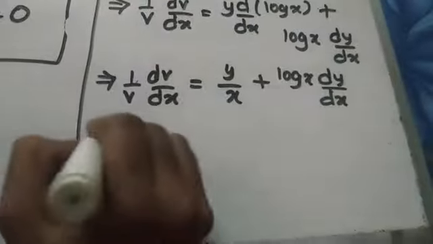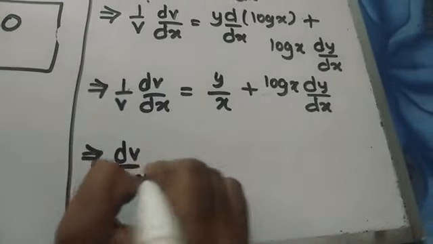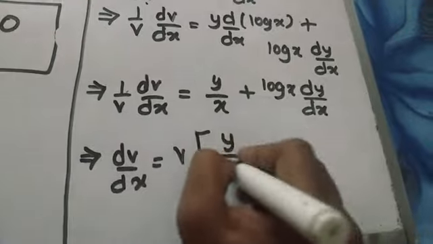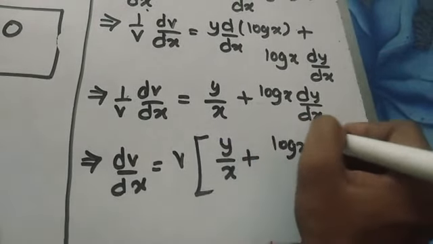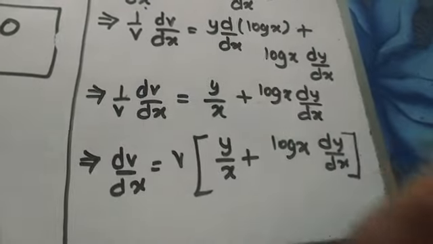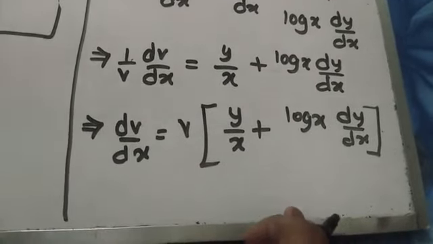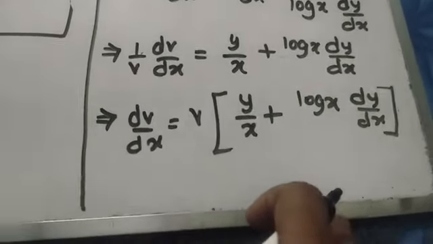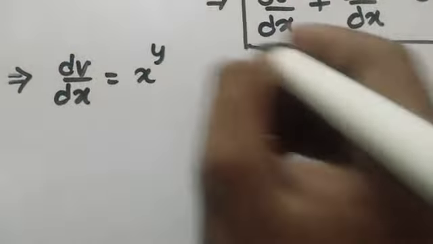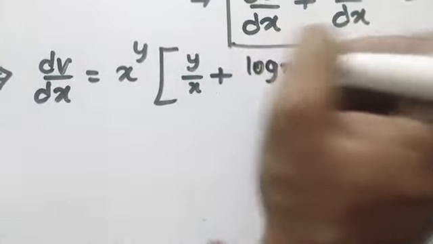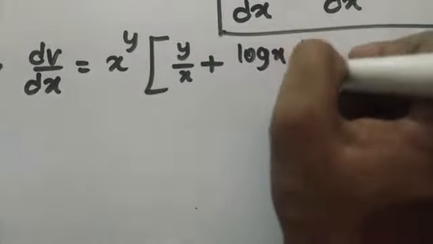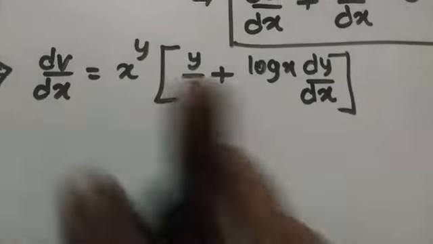So finally your dv by dx is v into y by x plus log x dy by dx. So then putting the value of v, after putting the value of v, we will get dv by dx equals to, v value was x to the power y, into y by x plus log x dy by dx. So we got dv by dx.